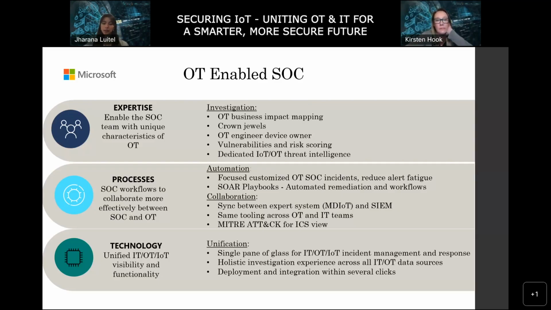Finally, in technology, we are bringing that much needed single pane of glass that will give analysts a more holistic experience across all data sources, like integrating Defender for IoT with Sentinel. And with Sentinel, this set of capabilities is available out of the box with no need to spend hours of SOC engineers.